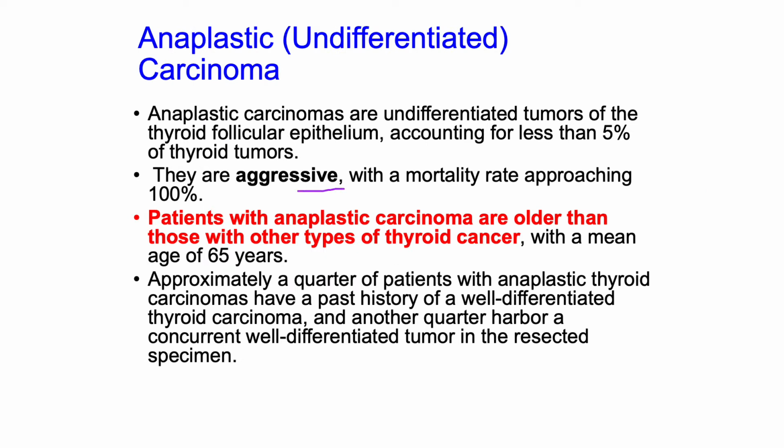Anaplastic carcinomas, on the other hand, are very aggressive tumors, usually occurring in the age group more than 65 years, and these carcinomas usually develop in the background of well-differentiated thyroid carcinomas.